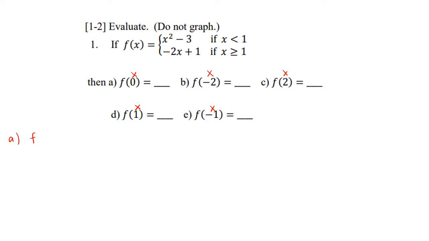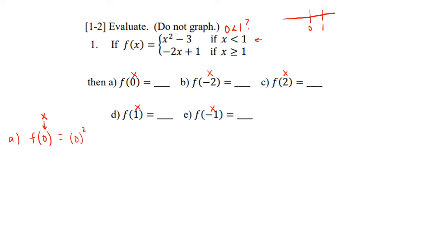So for f of 0, right, we're going to evaluate that. We're plugging in 0 for x. So we look up here, look at the restrictions. You ask yourself the question, is 0 less than 1? Yeah, 0 is less than 1, right? On a number line, here's 0, here's 1. 0 is to the left of 1 or less than 1, so we're going to plug it into that first equation. Right, so we're going to take 0, plug it in.